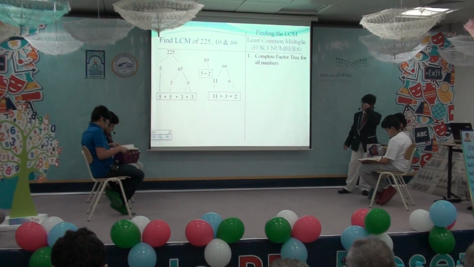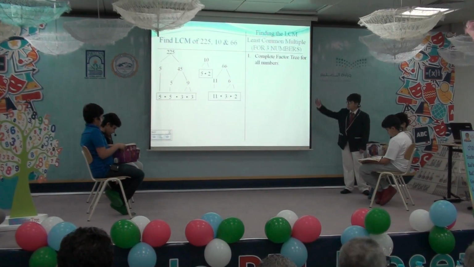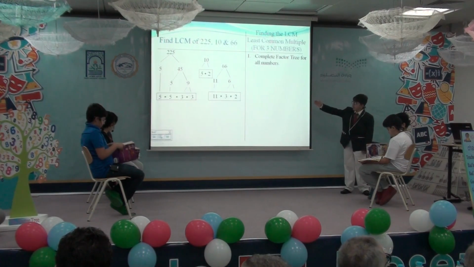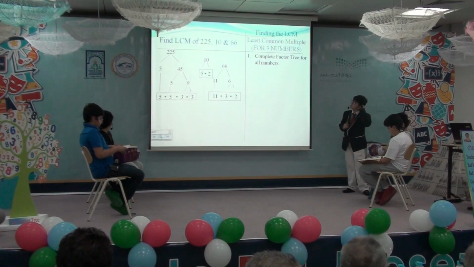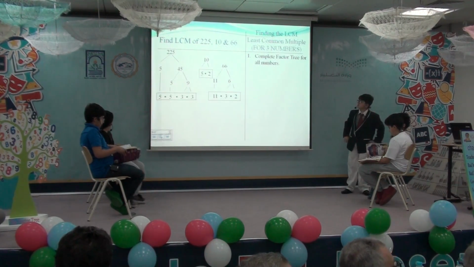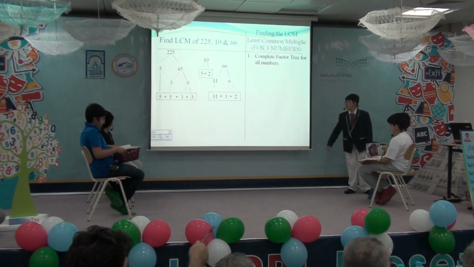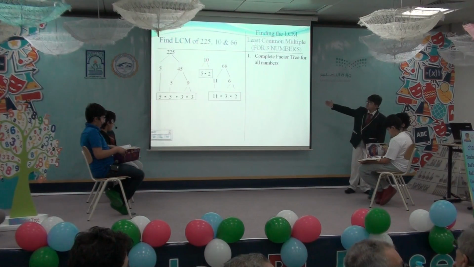225 is 5 times 45. The 45 is 5 times 9. The 5 is prime, so we bring it down. And the other 5 is prime, so we bring it down. The 9 is not prime, it's 3 times 3. The 10 is 5 times 2. The 66 is 11 times 6. And 11 is prime, 6 is not prime, it's 3 times 2.